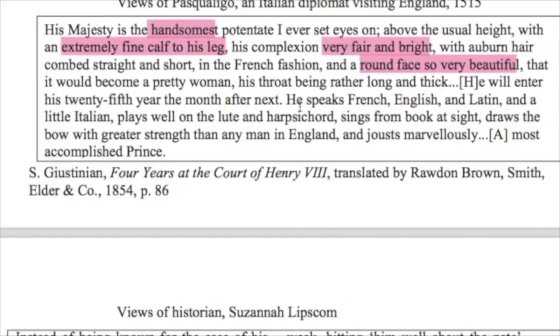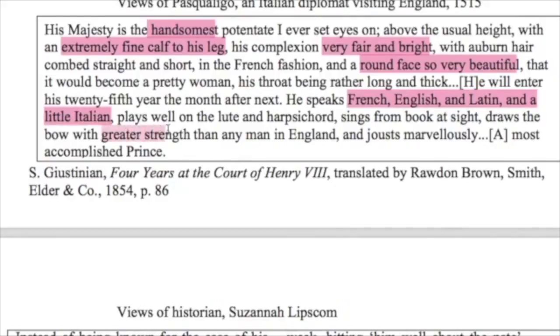He will enter his 25th year in the month after next. Now that's not really important, it's just a fact, but they're telling you that he speaks French, English and Latin and a little Italian, which actually says that for such a young man he's actually quite learned, and that he's read a lot. He plays well on the lute and harpsichord, sings from the book on sight, and draws the bow with greater strength than any man in England.